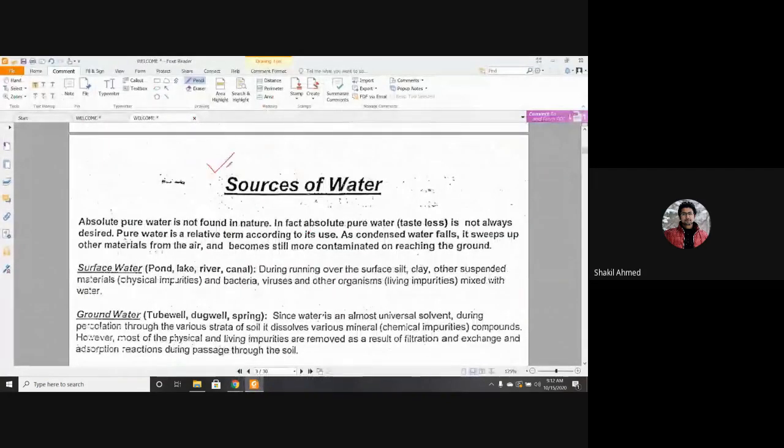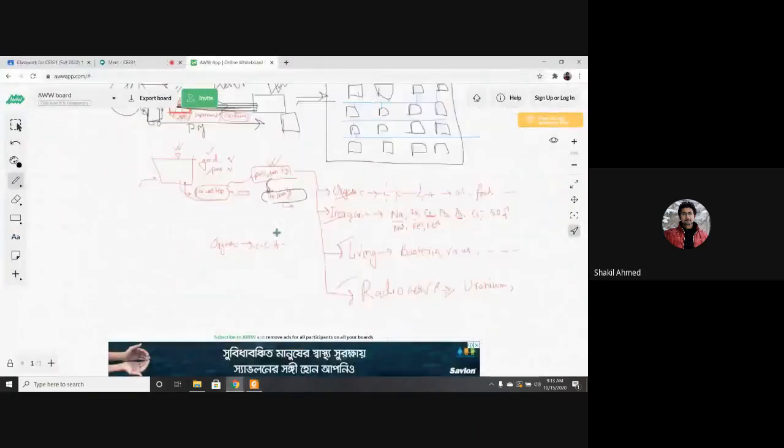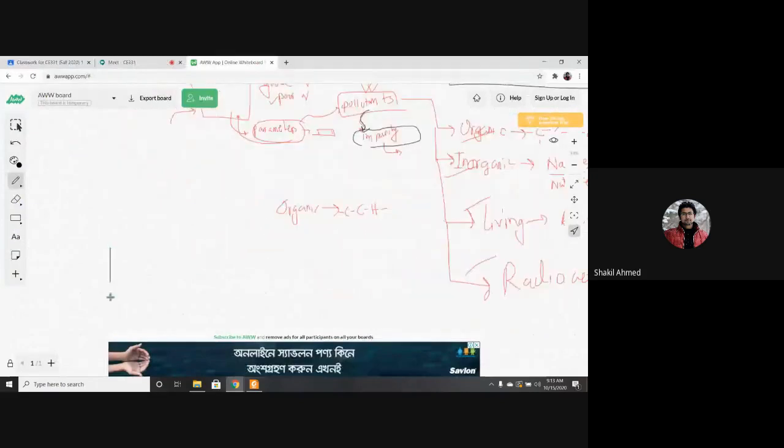Let's see what the sources of water are. Absolutely pure water is not found in nature. Basically, you don't need absolutely pure water. It's not good for your health. I mean, that's not desirable actually. Absolute pure means only H2O, and nothing else in it. This is distilled water basically.